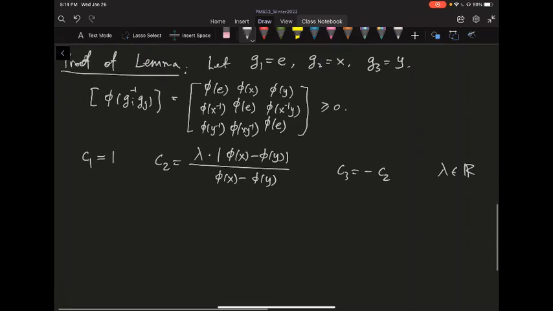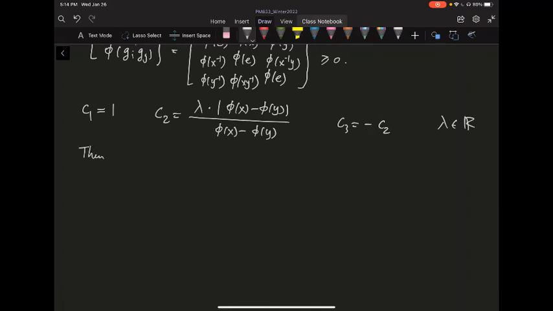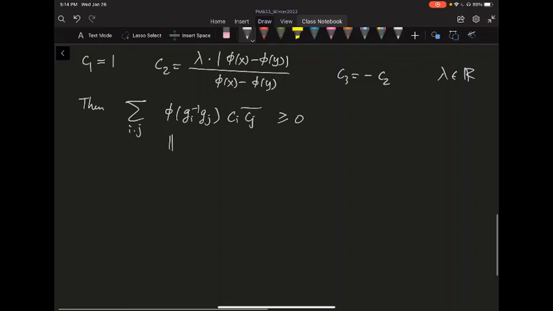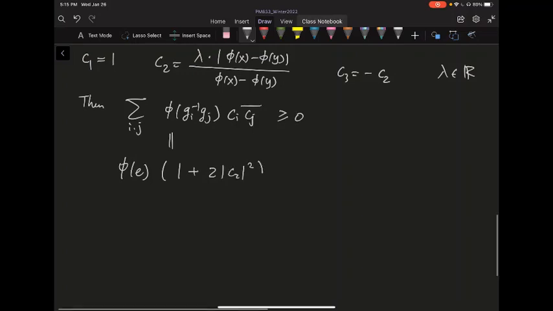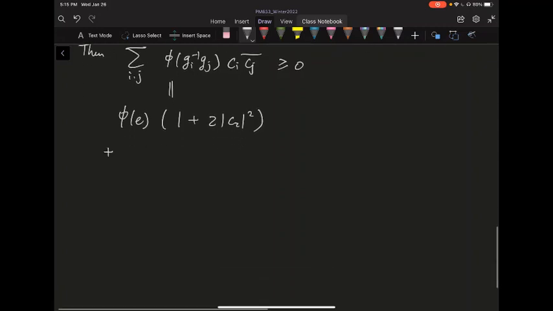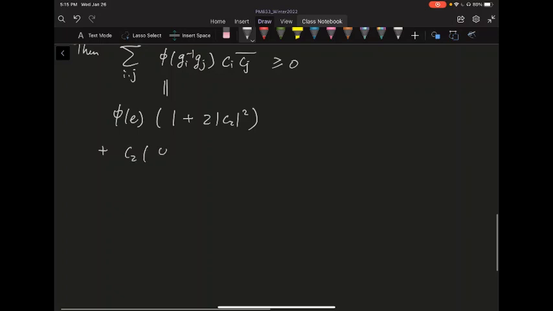Now by positive definiteness, we have that the double summation over i j of phi of g_i inverse g_j, c_i c_j conjugate, is going to be non-negative. But now you can expand it. I will just write out the formula; you can try it on your own if you wish. First of all, if you look at the identity term, it got multiplied by all the c_i conjugate. The identity only appears on the diagonal. So what you have is 1 as your c1 squared, then c2 squared and c3 squared, and because c3 is negative c2, you have twice the absolute value of c2 squared. And you also have plus a bunch of the phi x minus phi y term and its conjugate. So you have a c2 times phi x minus phi y.